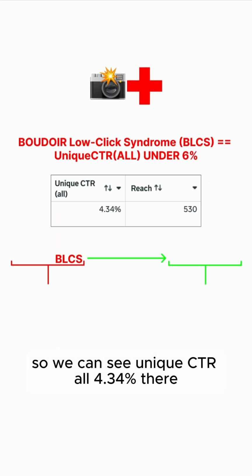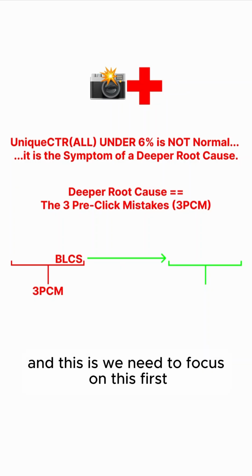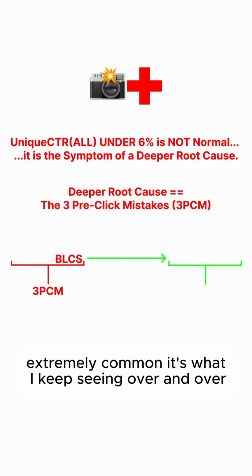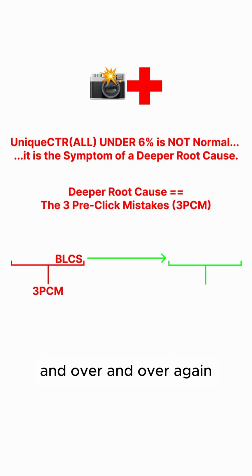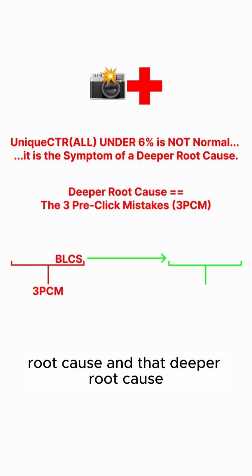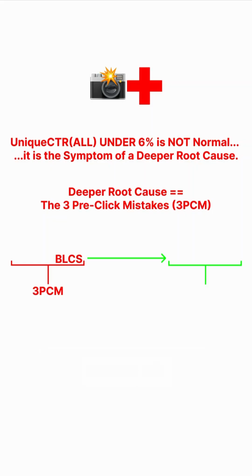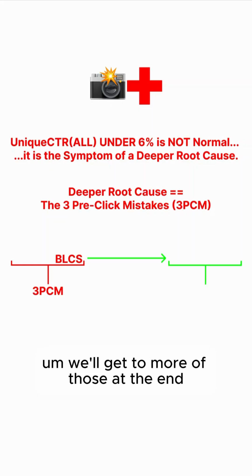So we can see unique CTR 4.34% there. We need to focus on this first because a unique CTR under 6% is not normal. Extremely common, and it's what I keep seeing over and over again. Every single Boudoir Facebook ad I've seen and tested has BLCS, unique CTR under 6%. And it's a problem because it's actually the symptom of a deeper root cause. That deeper root cause is the 3 pre-click mistakes. 3 pre-click mistakes cause BLCS, and we'll get to more of those at the end.